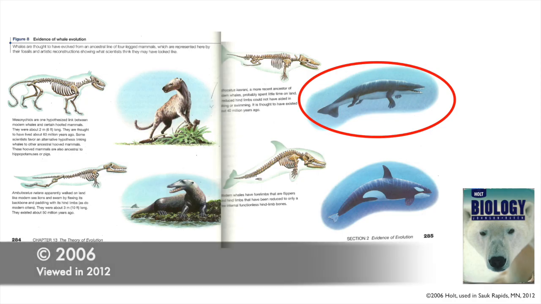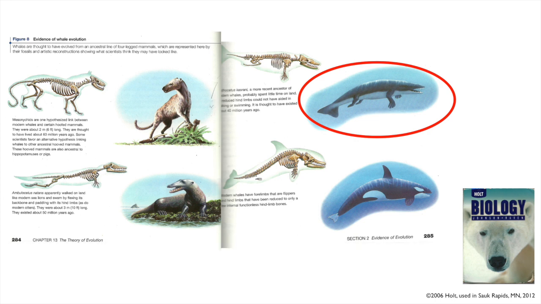So there's Rhodocetus, and this is the Sauk Rapids textbook. There's Rhodocetus again. And so Dr. Werner, he went to the guy who found Rhodocetus. I think it was Gingrich. And this is the interview that he has with Gingrich.